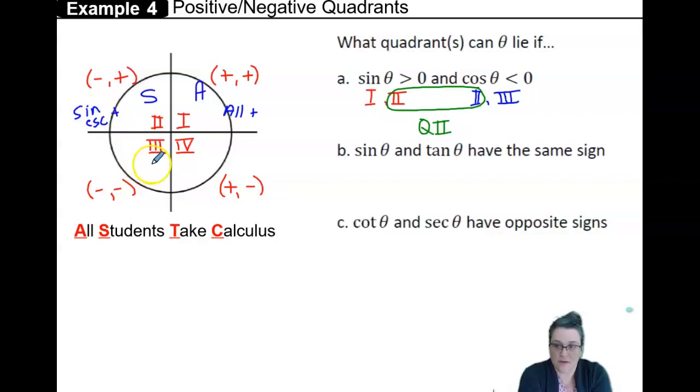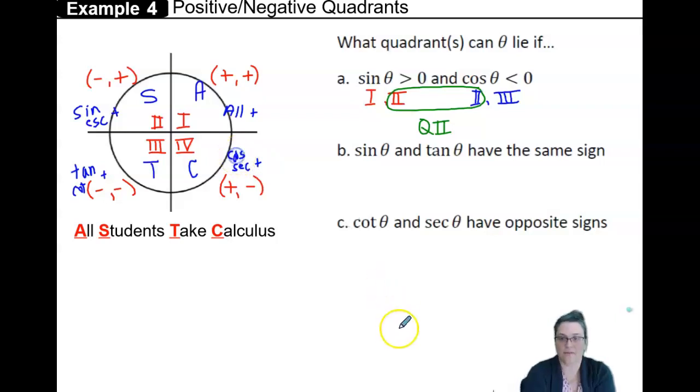The T is quadrant 3, and T stands for tangent. So the tangent and its reciprocal cotangent are positive in quadrant 3. And then the C is in quadrant 4, and C stands for cosine. So the cosine and its reciprocal, which is secant, are positive in quadrant 4, and everything else is negative. So, all students take calculus.